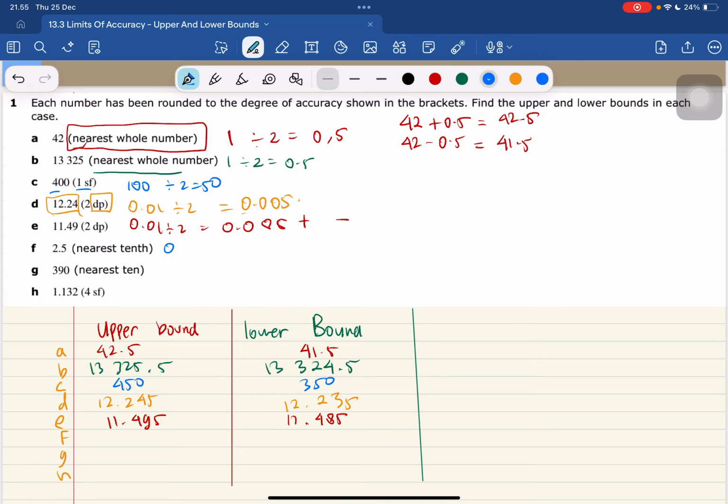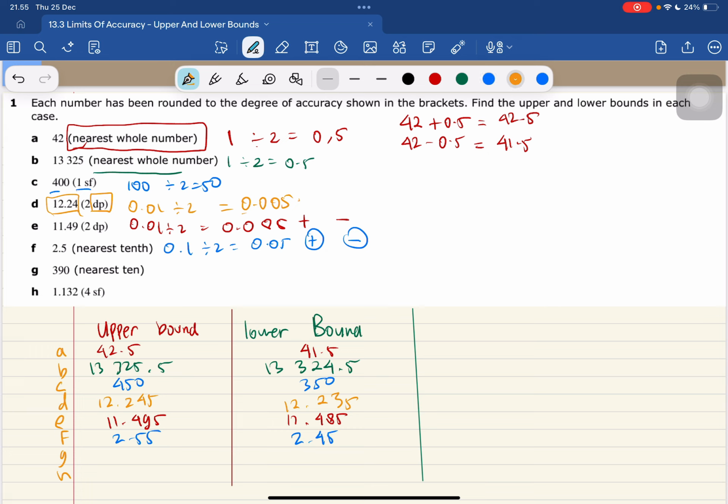F, to the nearest tenth. So this is 0.1. We make it a half, so it's going to be 0.05. Upper will be addition, while the lower is going to be minus this number. So 2.5 plus this number is 2.55, while for the lower, this number will minus it, so 2.45.